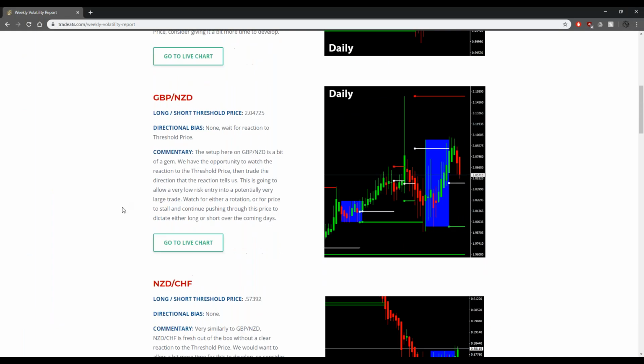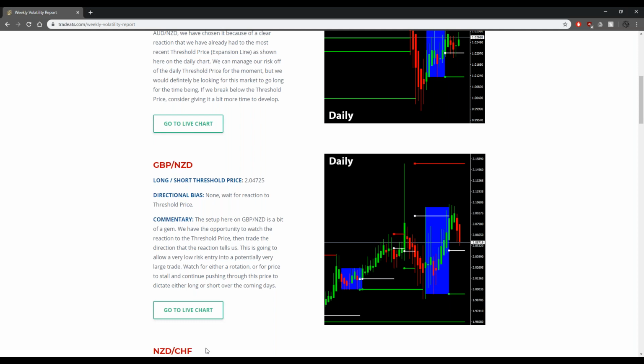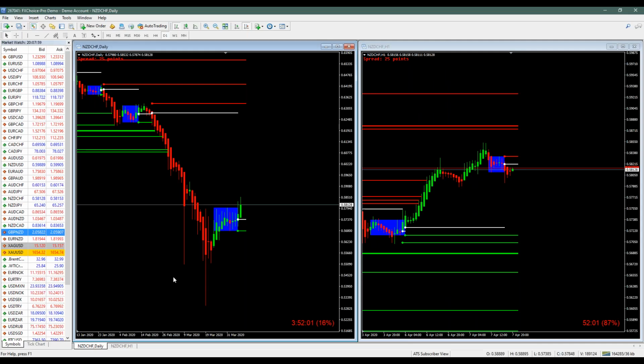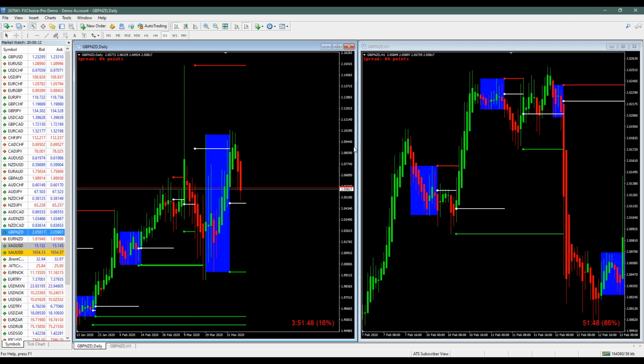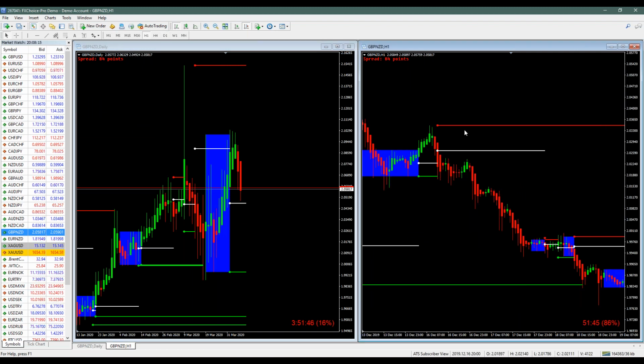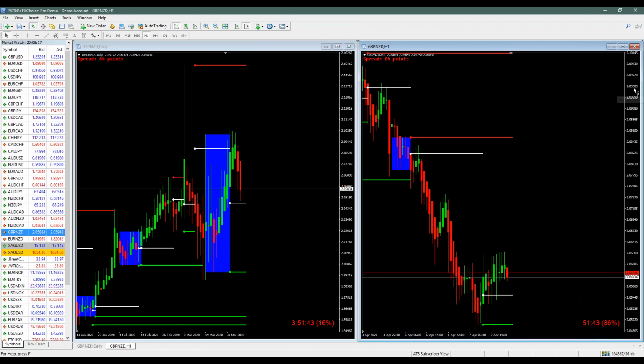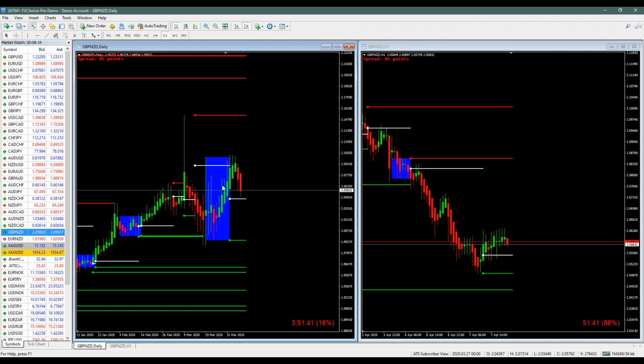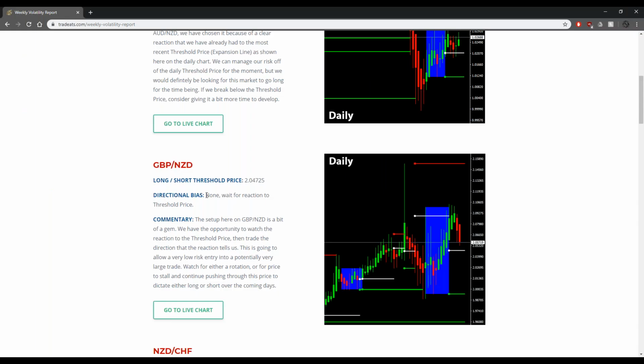All right, now jumping over to pound New Zealand dollar. Hold on one second. Okay, so pound New Zealand, we did not have a directional bias on this one either. None, wait for reaction to threshold price.